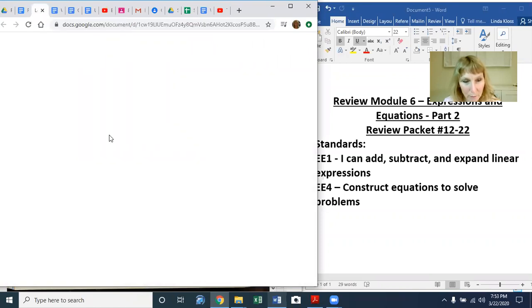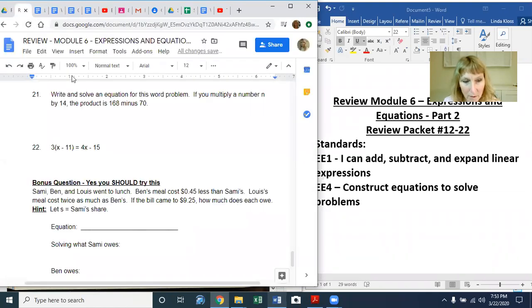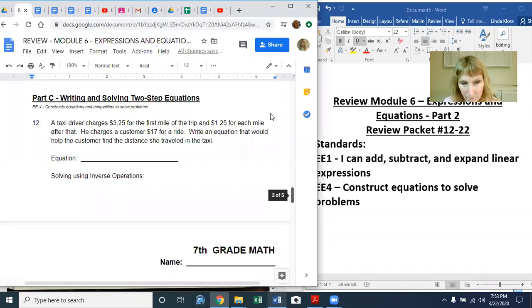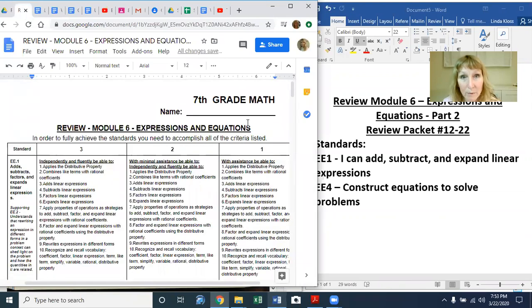Okay, I am looking for the correct module. Here we are. There we are. Okay. So we are doing problems number 12 through 22 today, and we are doing the even problems.